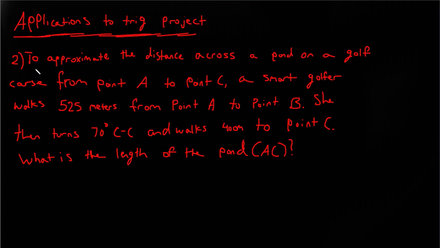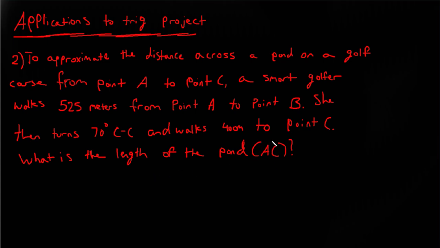This question states: to approximate the distance across a pond on a golf course from point A to point C, a smart golfer walks 525 meters from point A to point B. She then turns around 70 degrees counterclockwise and walks 400 meters to point C. What is the length of the pond?